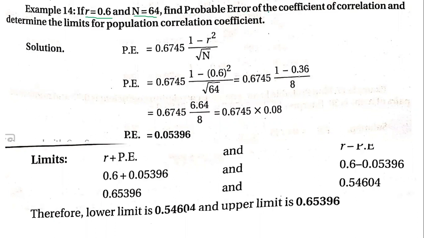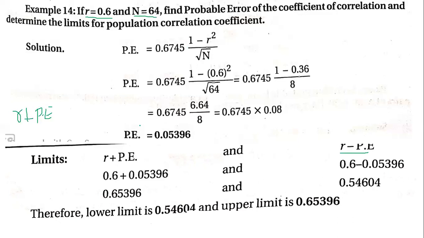Find the probable error of the coefficient of correlation and determine the limits of the population correlation. So we have to find the probable error, and then, as per the definition we saw, we have to calculate r plus PE, which is one limit, and r minus PE, which is the other limit. Now let's put in the formula for PE. Probable error is equal to 0.6745 into 1 minus r square divided by square root of n.